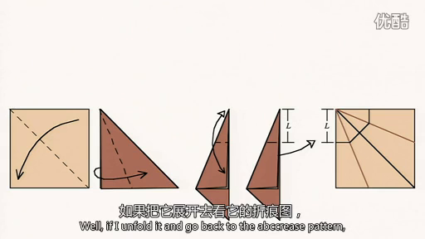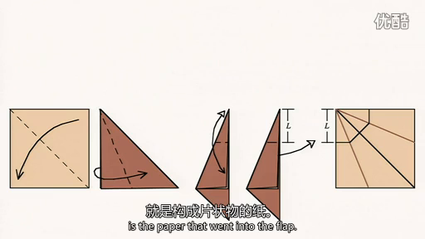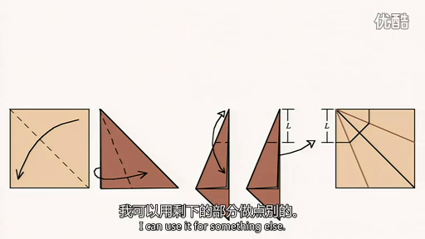into that flap? Well, if I unfold it and go back to the crease pattern, you can see that the upper left corner of that shape is the paper that went into the flap. So that's the flap, and all the rest of the paper is left over. I can use it for something else.